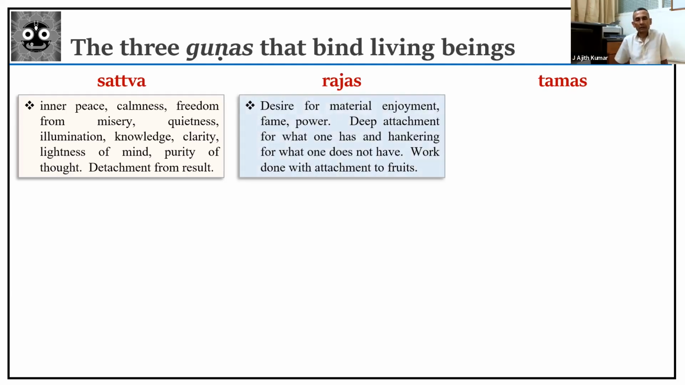When Rajaguna dominates, it creates things like this. A desire for material enjoyment, a desire for fame. Material enjoyment may be gross, sensual enjoyment. A more subtle form of material enjoyment is fame, name, power, respect of others, abhiman, deep attachment for what one has. I already have some possessions, very deep attachment towards them. If somebody touches what I have, then I become angry.